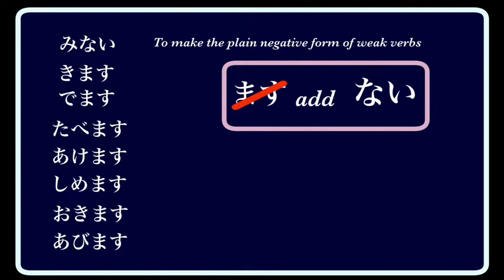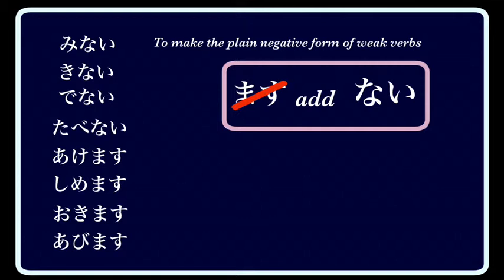Mimas would become minai. I don't watch, I don't see. Kimas, to wear, would become kinai. I don't wear. The verb demas, to leave the room or leave the house, would change to denai, not leave, not exit. Tabemas, take away the mas, would become tabenai, I don't eat, to not eat.